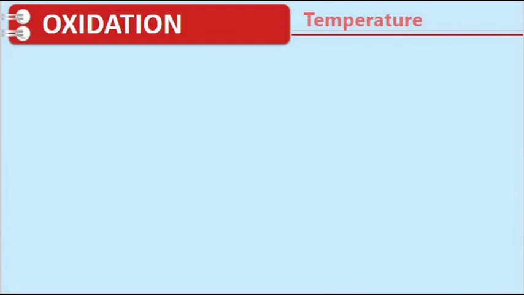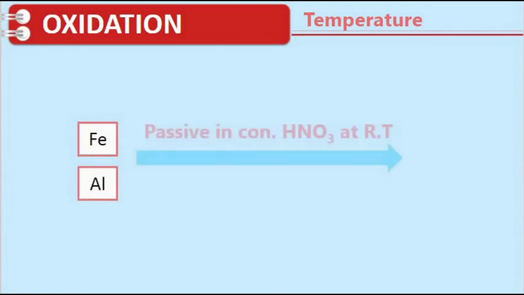The third factor, temperature. Some metals such as iron or aluminum are passive in concentrated nitric acid at room temperature. Action of concentrated nitric acid renders aluminum and iron passive because corresponding oxides are formed by the action of the acid. These oxides stop or render further attack of the nitric acid.